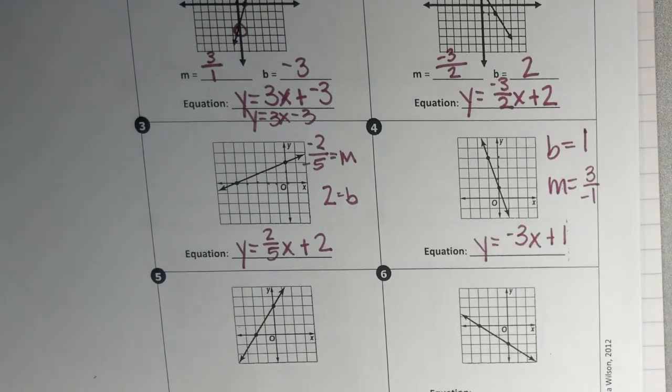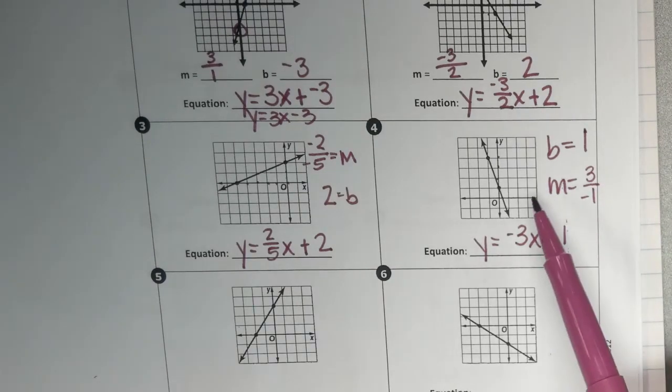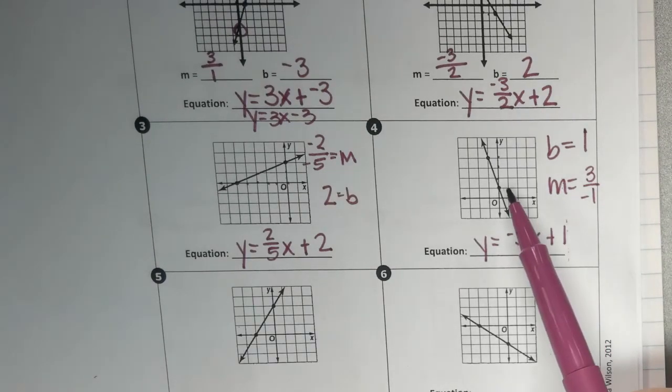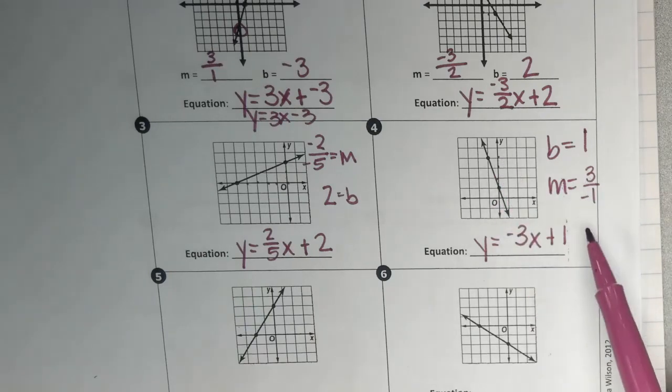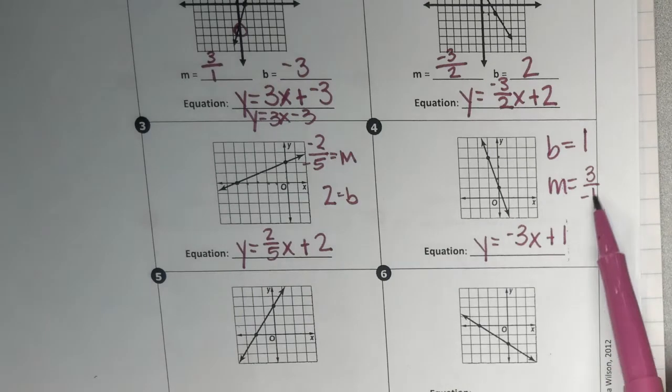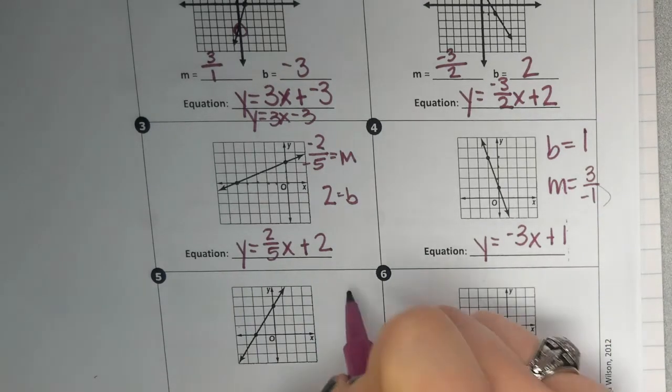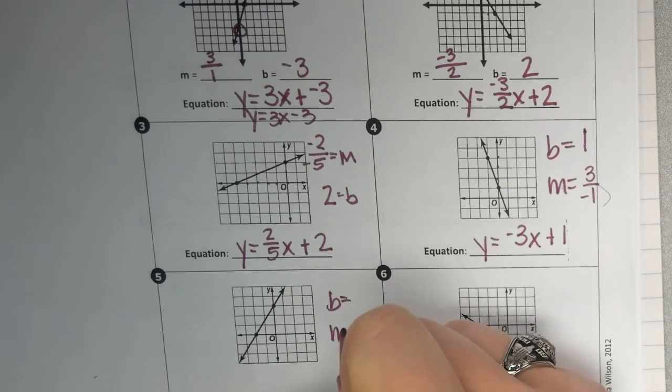All right, did you get this? Did you get y equals negative 3x plus 1? Make sure you know that from here to the next point, you go up 3, so that's a positive number, but you go to the left 1. That's why we got that negative. Let's do the next one. Pause it. You do it and then check it.